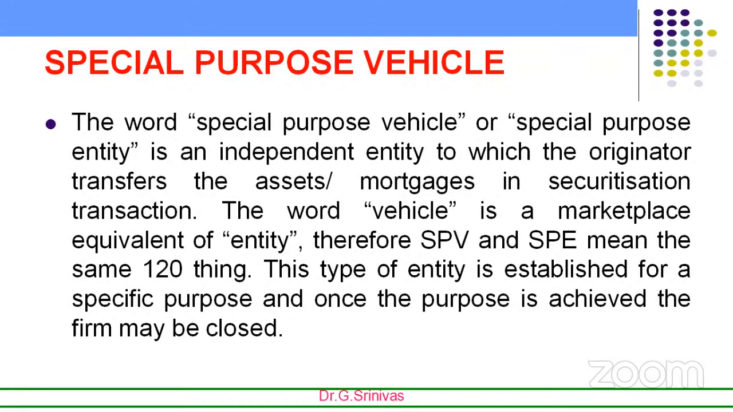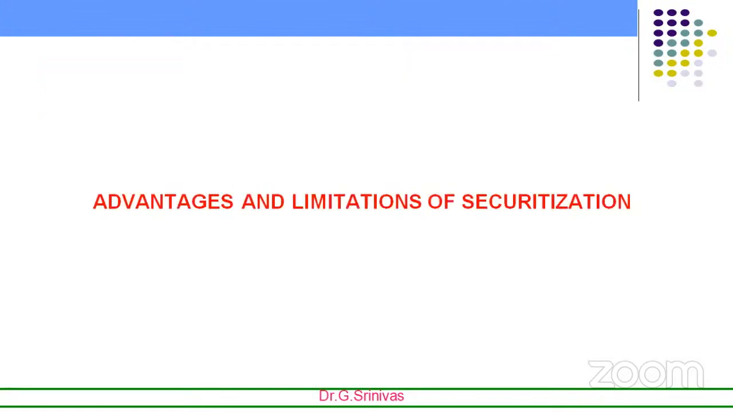The word vehicle is a marketplace equivalently. The entity, therefore, SPV and SPE mean the same thing. This type of entity is established for a specific purpose, and once the purpose is achieved, the firm may be closed. Okay. Advantages and limitations of securitization, right?